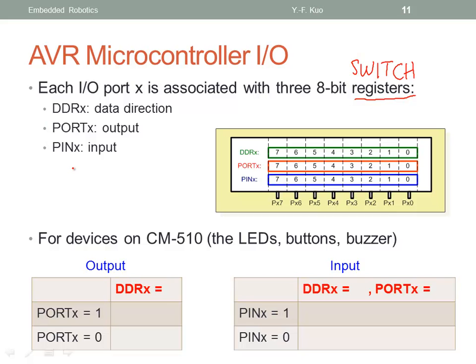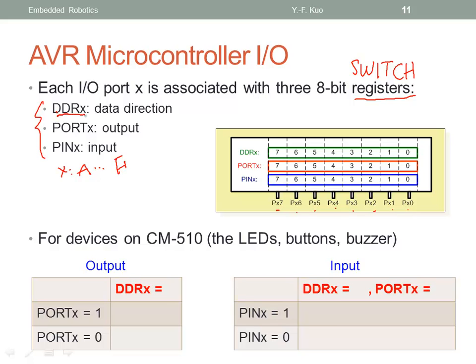For the AVR microcontroller, there are three registers used to control the input and output of the pins. They are DDRX, PORTX, and PINX. These X's mean the port, and they are A to F. For example, for port A, we'll have PA0, PA1, PA2, PA3, 4, 5, 6, 7. Each bit in those registers corresponds to a pin of the microcontroller. So the functions of the three are as follows.